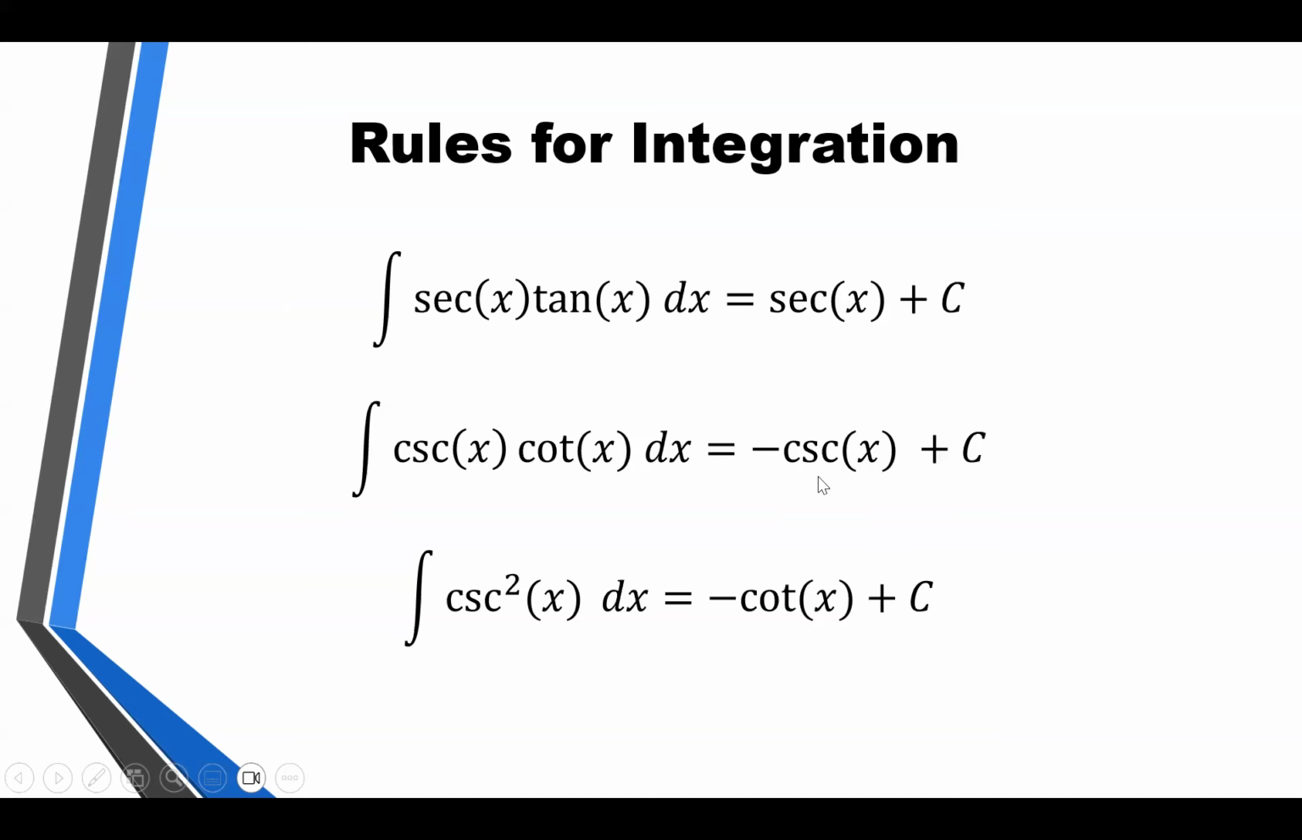The derivative of cosecant is negative cosecant cotangent. So if I integrate positive cosecant cotangent, I get negative cosecant plus c. And in a similar way, cotangent has derivative negative cosecant squared. Therefore, if I integrate positive cosecant squared, I get negative cotangent plus c.